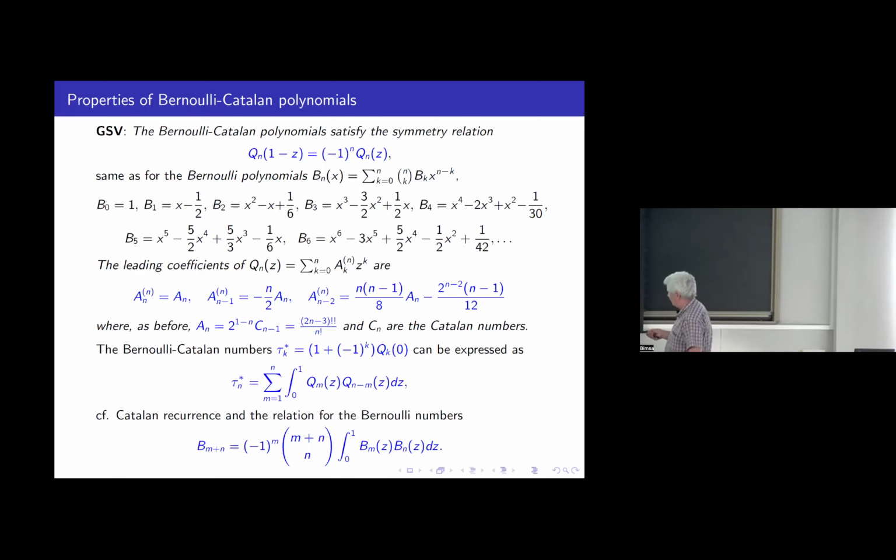And this tau star, it's simply values. It's similar to Bernoulli numbers. So the Bernoulli polynomial has a property that B_k prime equals k times B_{k-1}, right? Therefore, every time you have one constant of integration, and Bernoulli was clever to determine this constant to be the Bernoulli numbers, right? So here it's a similar situation.